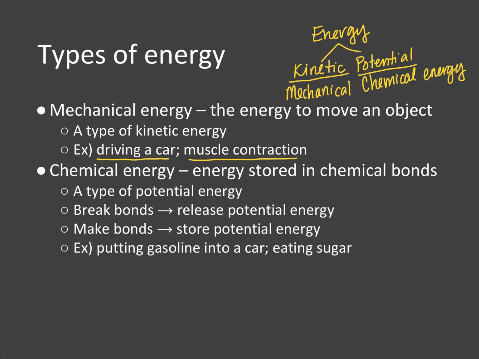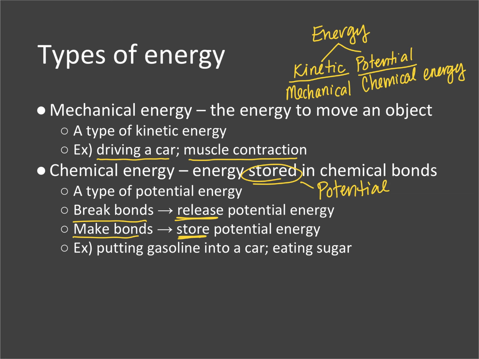So chemical energy, remember we said, is a form of potential energy. So it's stored energy. Remember, stored means potential energy. And so chemical bonds actually are able to store energy in them. If you break those bonds, you typically release that energy to be used by something else. If you make bonds, you're actually storing that energy to be used at a later time.